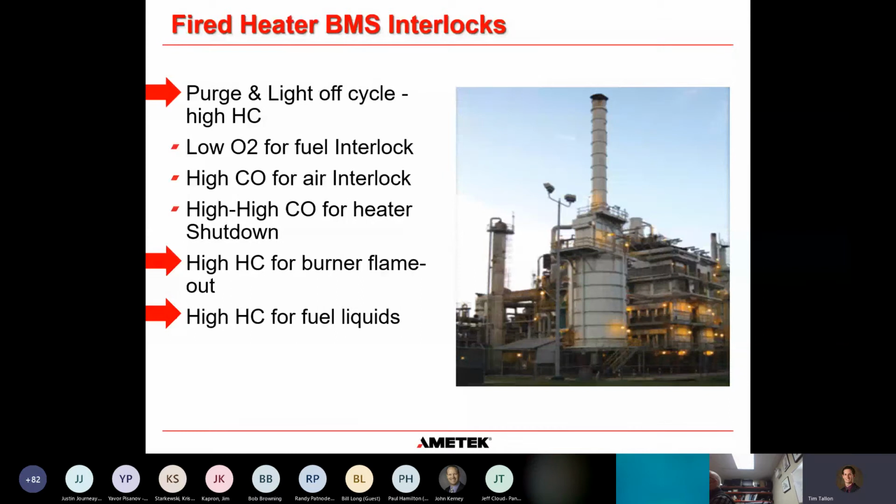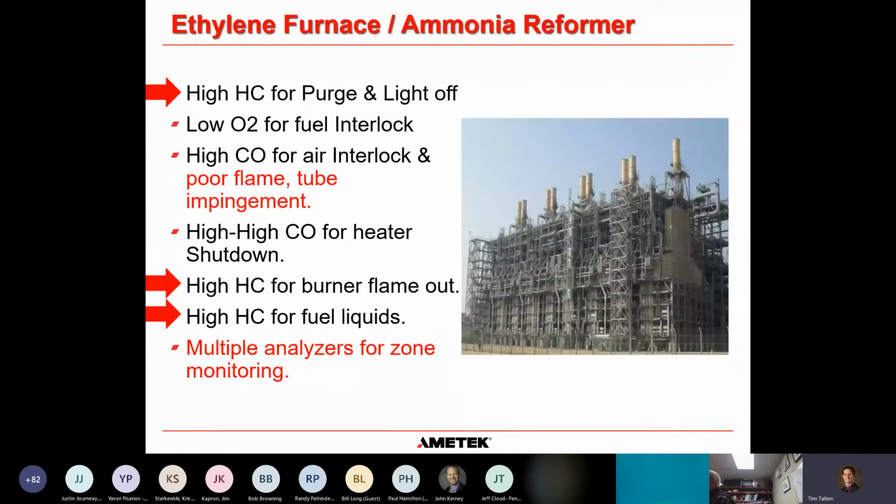For a fired heater, as far as hydrocarbon measurements or interlocks are concerned, again, you'd have it for your purge cycle, but you'd also have it in case of a burner flameout or for liquid fuels. So another thing to be conscious of. For an ethylene furnace or an ammonia reformer, again, hydrocarbon measurement during purge and light off, but also for flameout and for fuel liquids. And you would obviously want to have multiple analyzers for monitoring each zone of burners every 30 feet or so, every 9 meters or so.